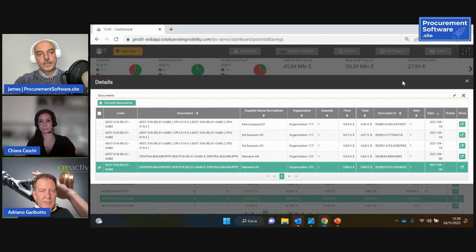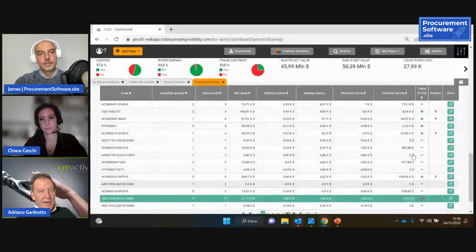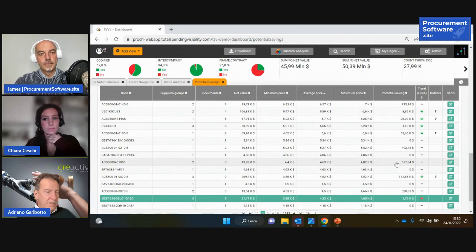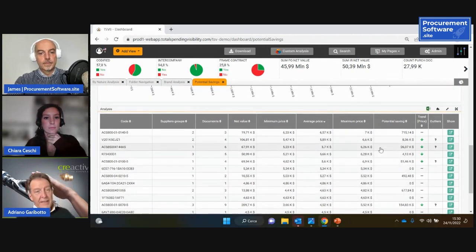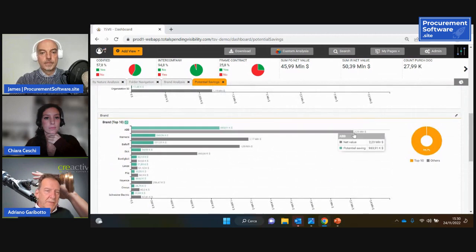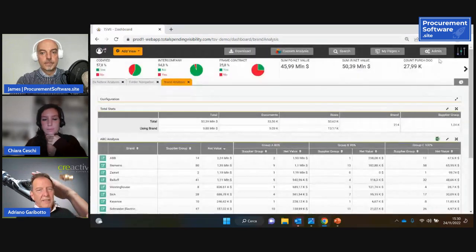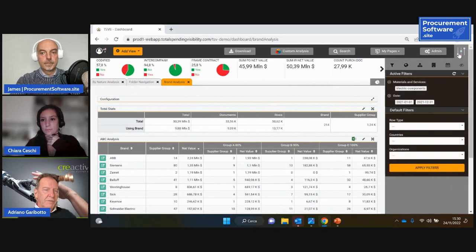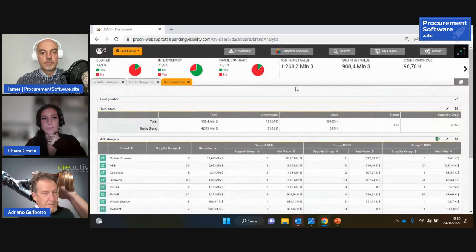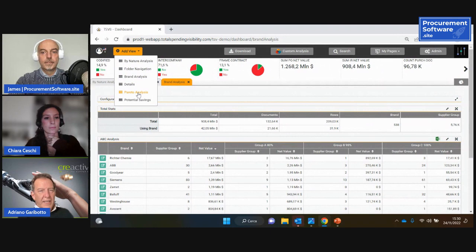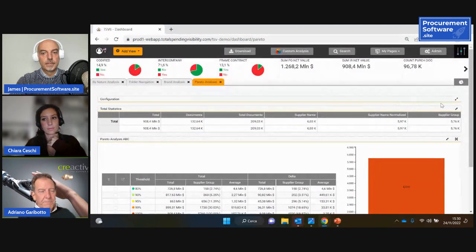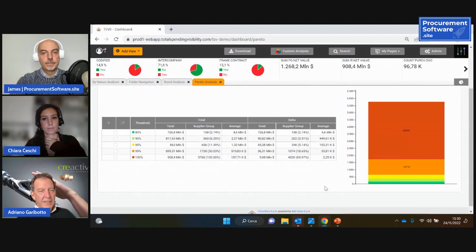So, for example, one topic that most of the time CPOs are concerned about, and the CFO is also concerned about, is the proliferation of suppliers. So, little suppliers that provide a little quantity of products or services, and most of the time the cost to manage them is higher than the cost of what you buy from them.